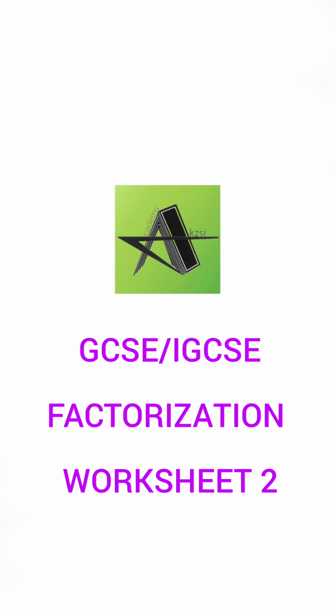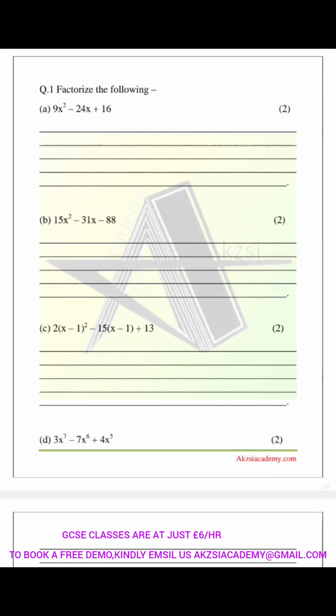We have already completed sheet 1 and now it's sheet 2, which is comparatively a bit harder as compared to sheet 1. Well, let me start with the first question. It says 9x squared minus 24x plus 16. It's a quadratic. We have to factorize it.